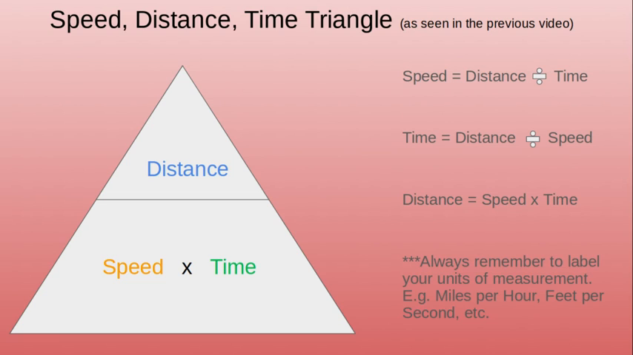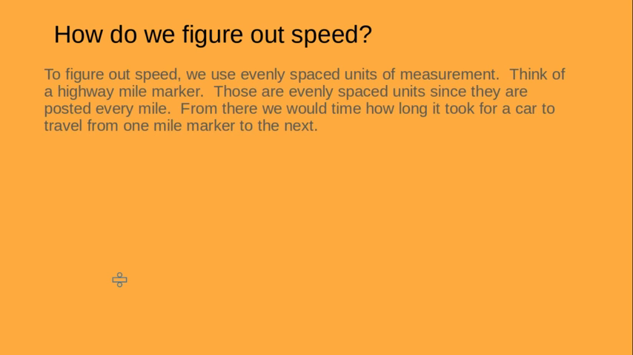Now it's very important to always remember to label your units of measurement. If I said I ran 7, well, what does that mean? 7 miles per hour? Could it be 7 inches per minute, which is more my speed? You've got to make sure you have the proper labels when you're measuring speed, okay? Let's do a couple problems here.